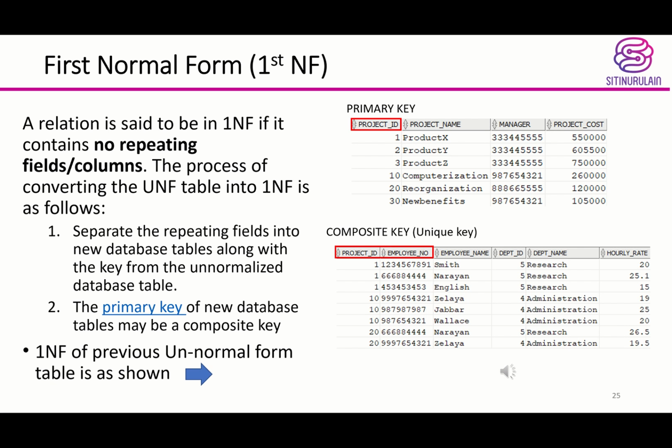We decompose the table into two. The first table consists of project_ID, project_name, manager, and project cost, where project_ID is the primary key. The second table consists of project_ID, employee_no, employee_name, department_ID, department_name, and hourly_rate, where the project_ID and employee_no is the composite key.